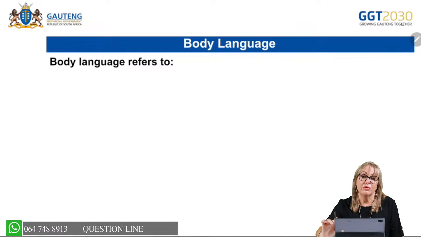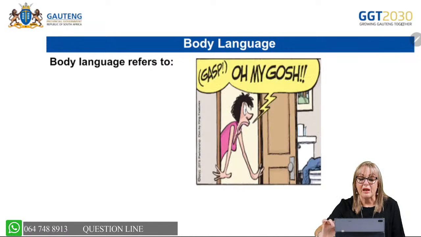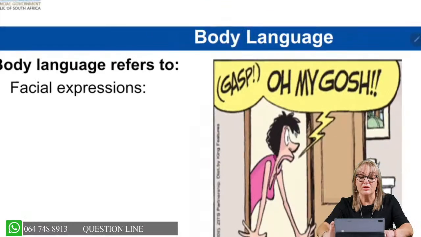Now, a very important thing when we analyze cartoons is the body language. You're always going to be asked questions on body language, and learners can easily get all the marks for body language, but then they don't, because you only refer to what you see, but you don't interpret it. Remember, everything must be interpreted. So here's another cartoon from Zits. Gasp, and oh my gosh, you can see the mother is shocked. So let's analyze her facial expression.